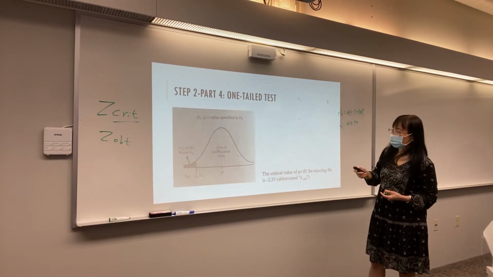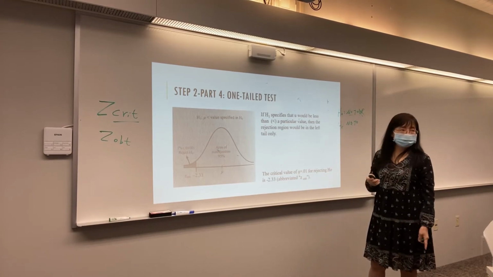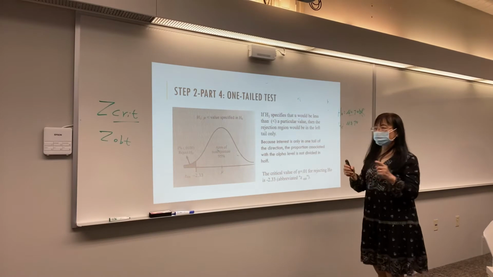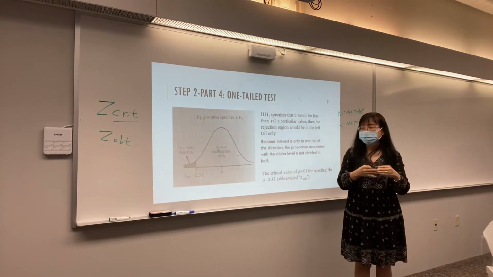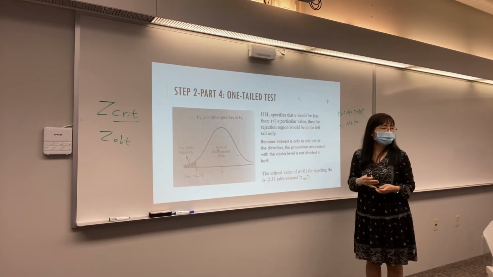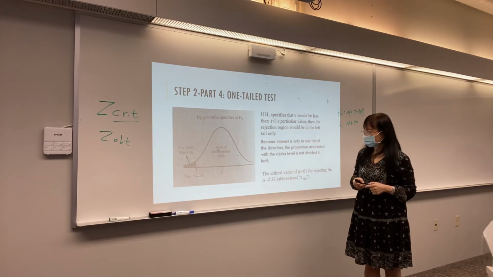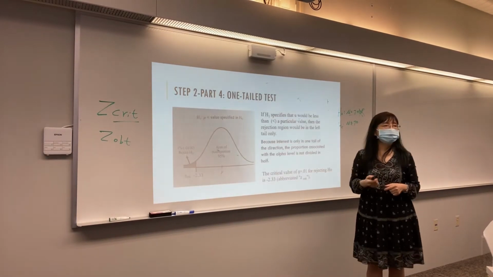On the other hand, if you are testing less, then you will be on your left-hand side. And again, don't divide by 2, whatever alpha level I give to you. And then your Z critical has to be negative. It's very important to be aware of. Okay. Are we good before we go to the next step?